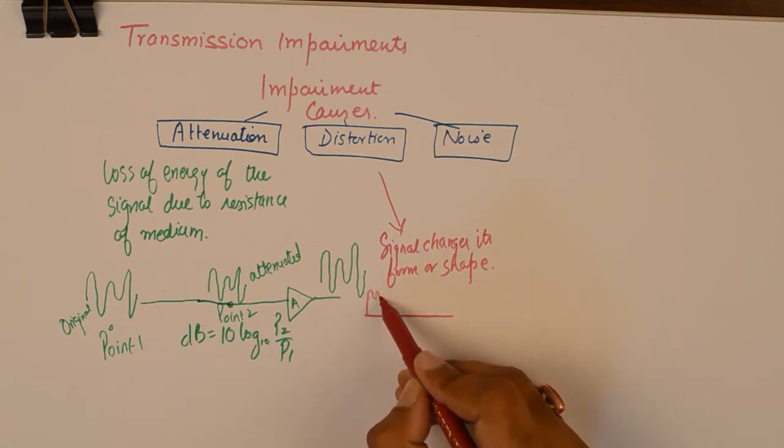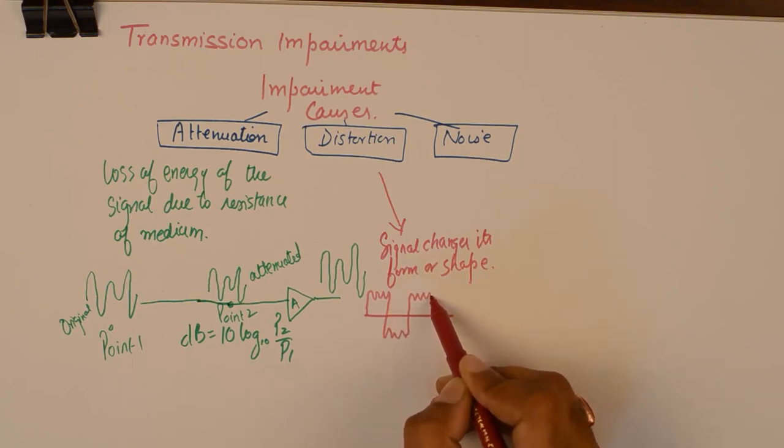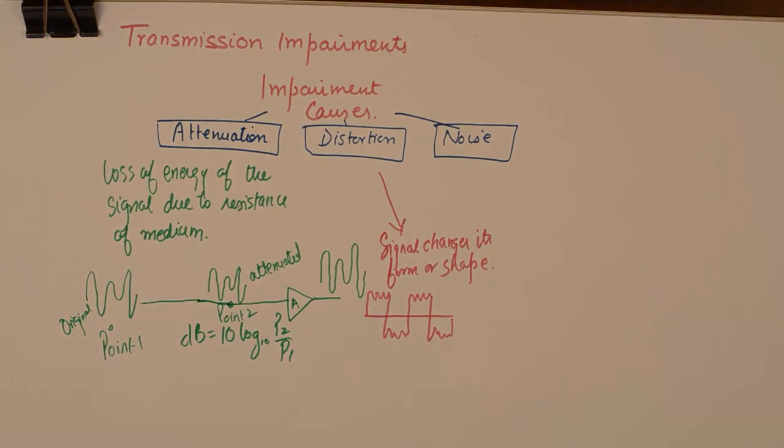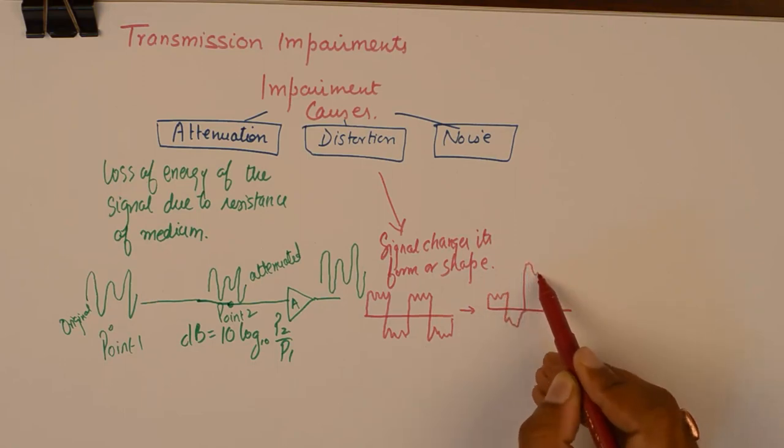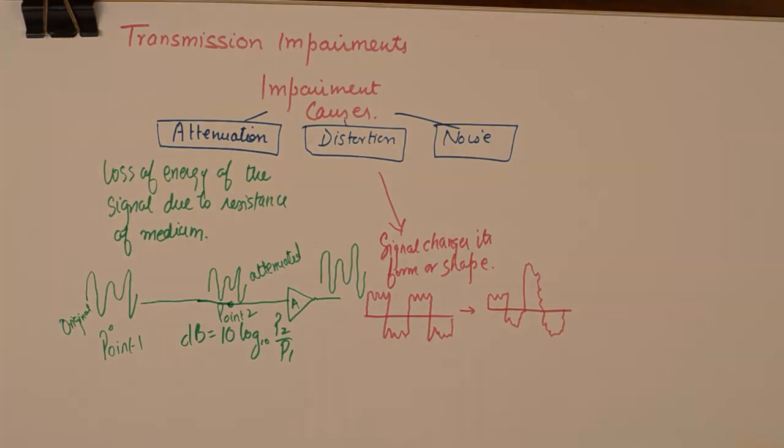So in other words, if we were to draw this, let us say we wanted to transmit this signal, and what we got was this, then it surely is not a representative of what was actually sent and could be misinterpreted by the receiver. And this could happen not only in monotone signals, but in composite signals made up of different frequencies also. One of the practical examples of distortion is pulse widening that you might have studied in optical transmissions.